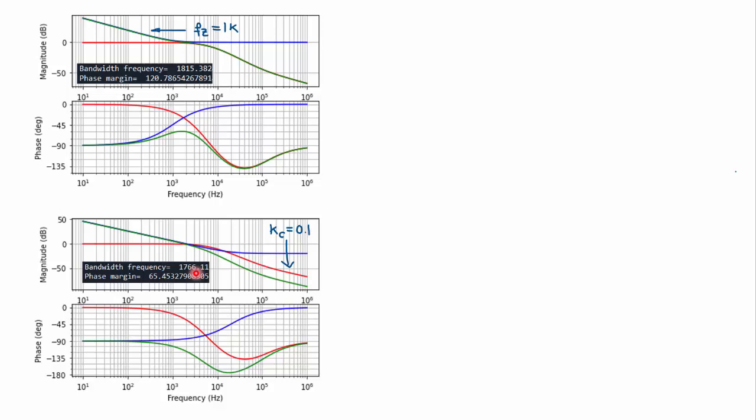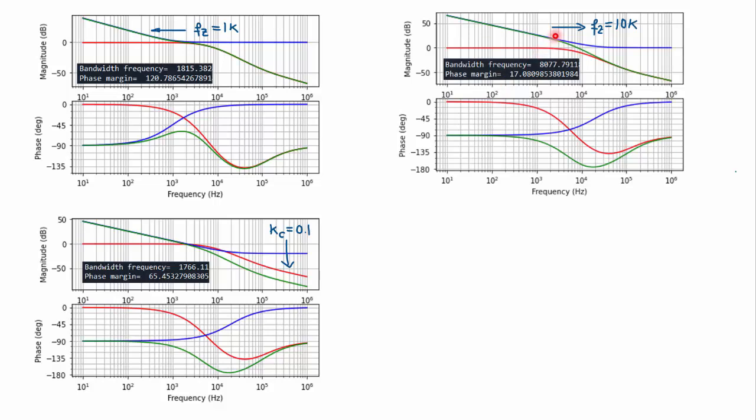So to make our system faster in closed loop, we have to go in the other direction. If we increase the frequency of the zero here up to 10 kilohertz, then of course the loop gain is going to cross 0 dBs at a higher frequency. For example, here we have 8 kilohertz, but the phase margin is very small, so we are very close to unstable behavior, so this is not a good design.